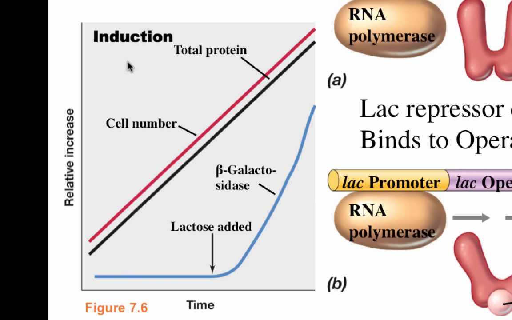We also can call it induction. Here again, in red we have the cell numbers, in black the total protein, and in blue the amount of beta-galactosidase enzyme. We're going to look at the relative increase in cell number, total protein, and beta-galactosidase as opposed to time. As you can appreciate, there is no increase in the amount of beta-galactosidase in the culture system until lactose is added. At that point, you have a sharp increase in the amount of beta-galactosidase present. So let's take a look at how the system works.